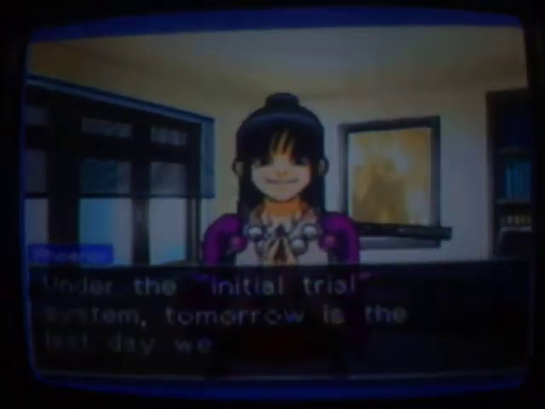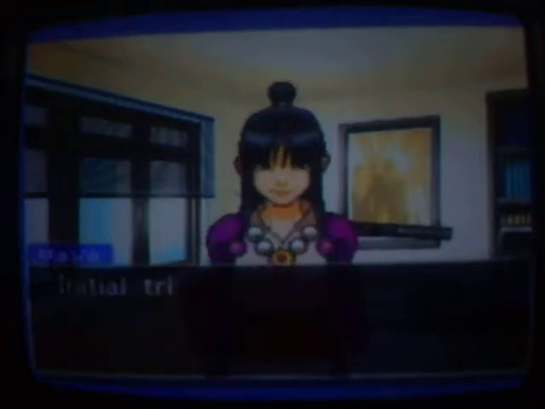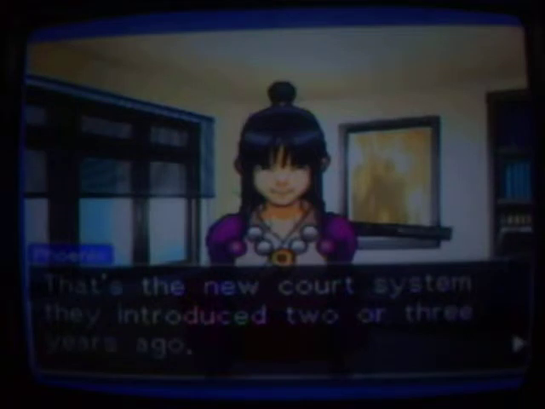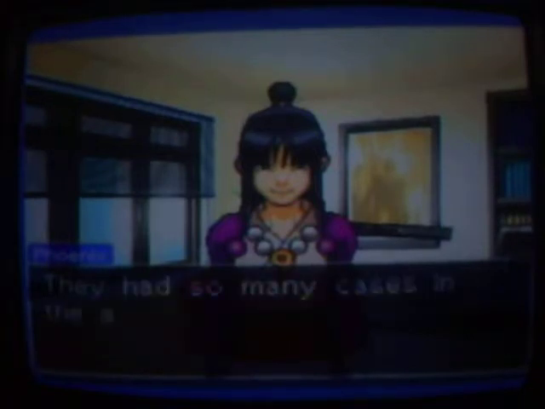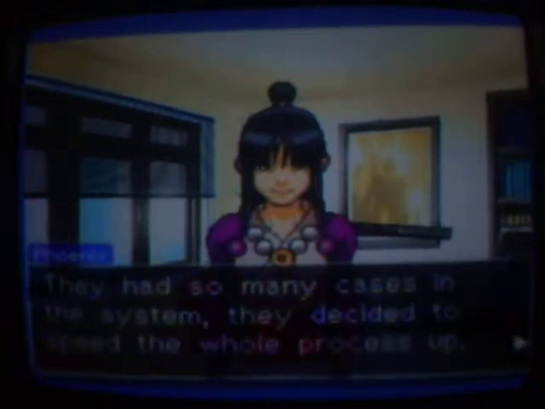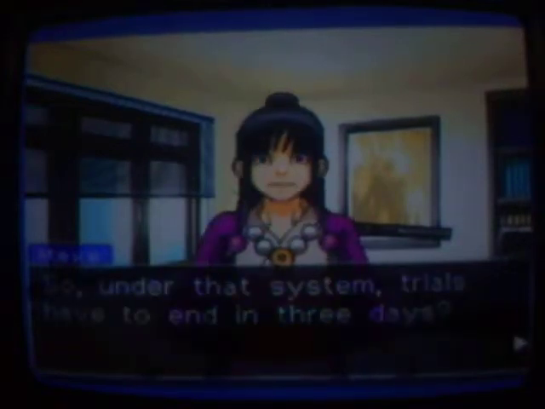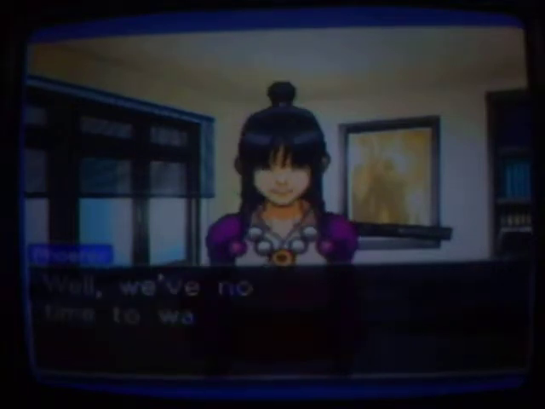Under the initial trial system, tomorrow is the last day we have. Initial trial? What's that? That's the new court system they introduced 2 or 3 years ago. They had so many cases in the system, they decided to speed the whole process up. So under that system, trials have to end in 3 days. Yeah, pretty much. Well, we've no time to wait.